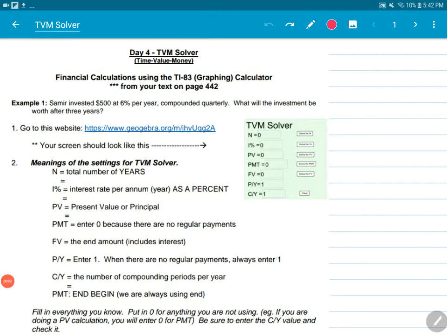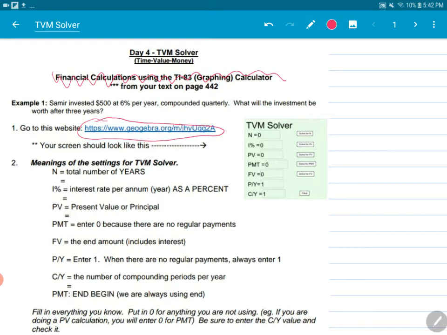So today's video is talking about something called a TVM Solver, time value of money. Basically, it's an application. Usually it's on a graphing calculator, but we obviously don't have those right now. So that's what it says here, but really we don't need that at all. We're going to use a website that is right here. So what I need you to do is open up that website right now.